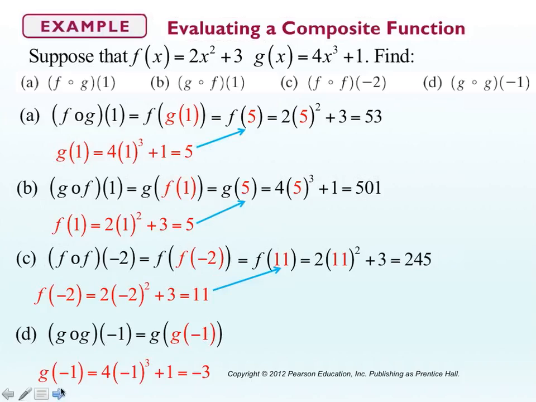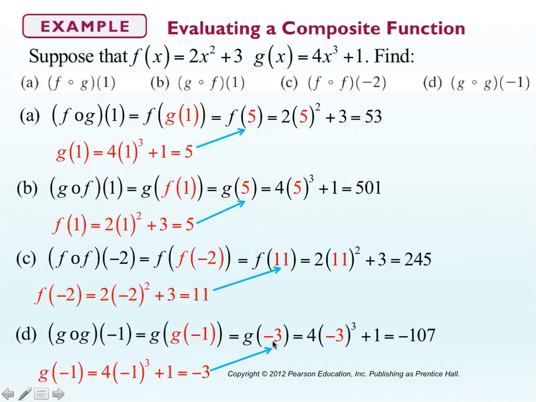Okay, so when you plug -1 into g of x, you should get 4 times -1 cubed plus 1. -1 cubed is still just -1. -1 times 4 gives you -4. And then -4 plus 1 gives you -3. So really what we're finding is g of -3.